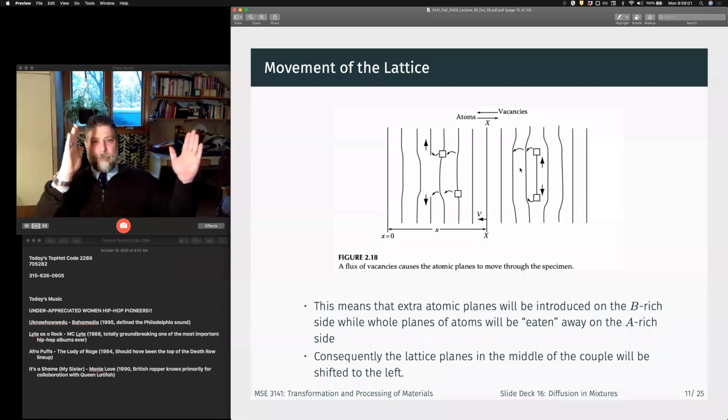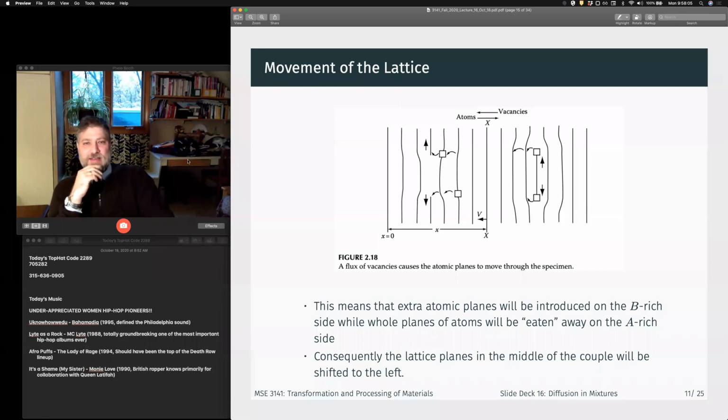Right? I should be careful. I hope that this camera is mirrored the same way as the slides. So, but I think that's right. The way I'm holding my hands.